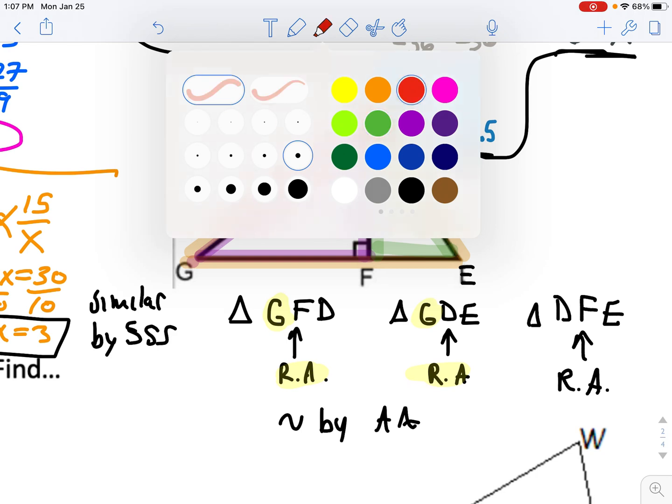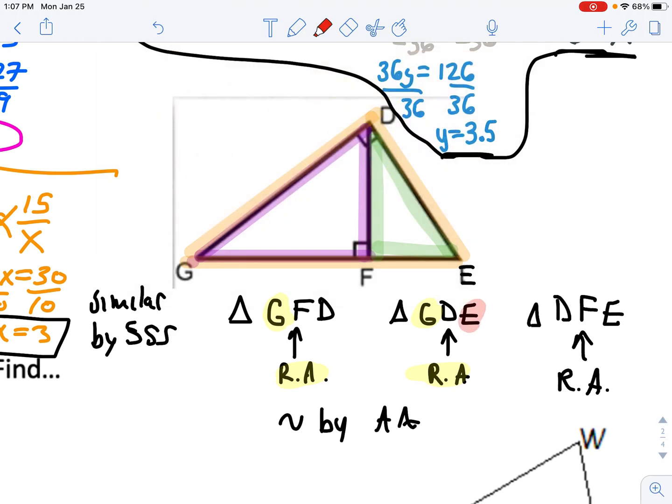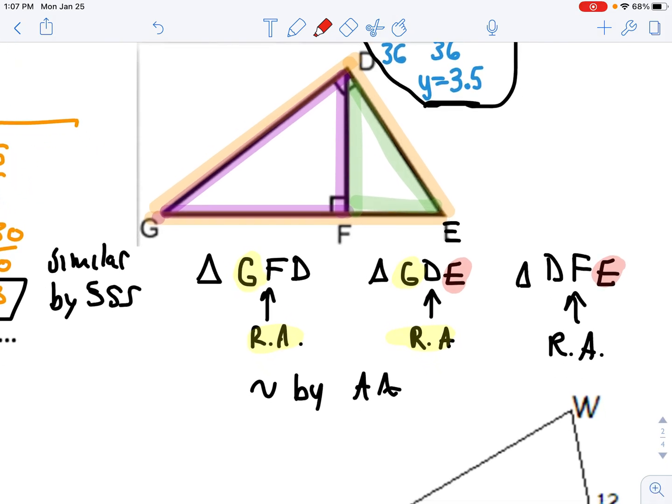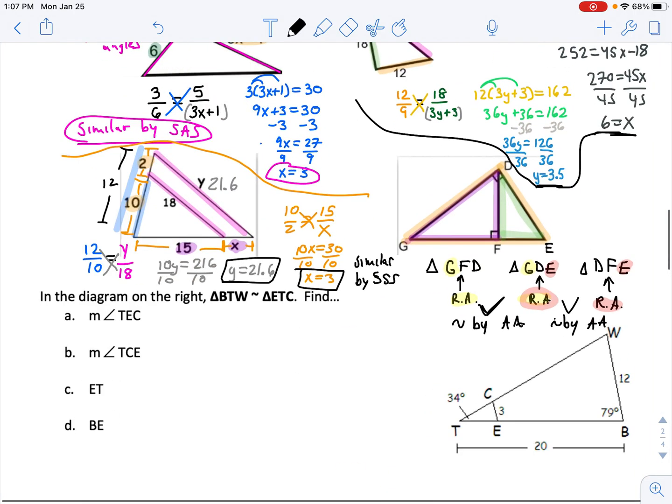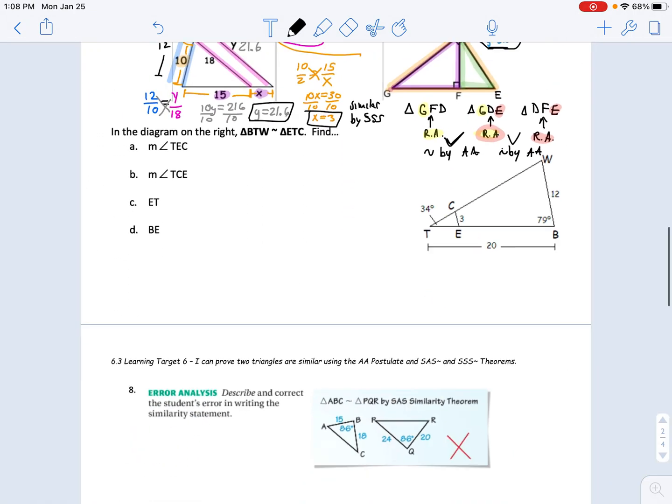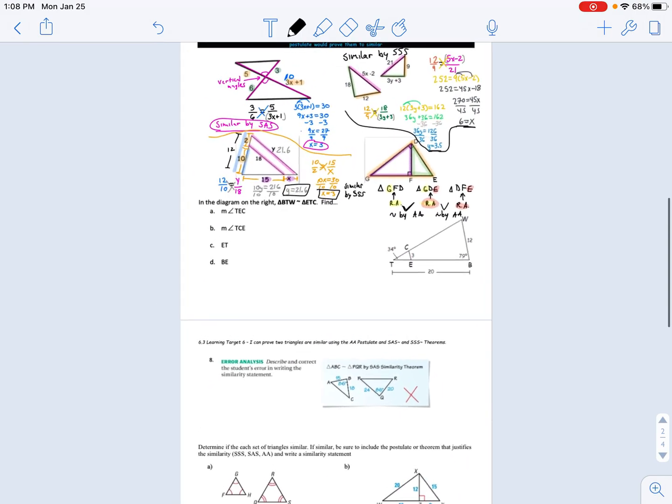And notice how they both have angle E. So angle E, angle E. This orange triangle, this green triangle, they both have a right angle and angle E. So those two triangles are similar by angle angle. And then, in fact, all the triangles are similar to each other by angle angle. And that's a transitivity property of angle angle, or of similar triangles. All right.